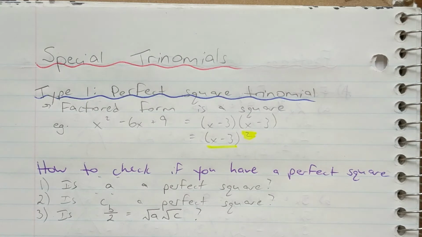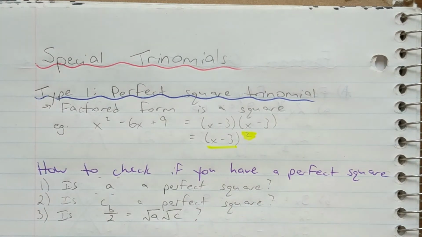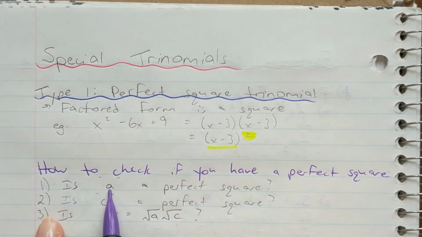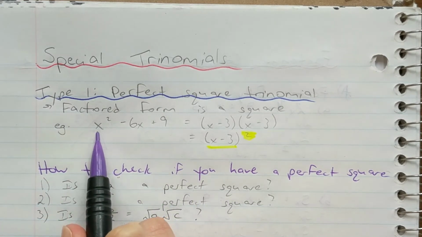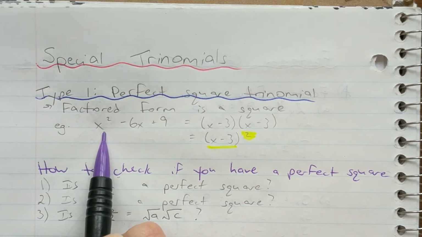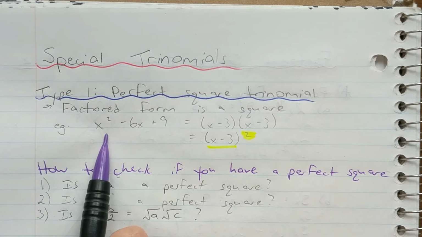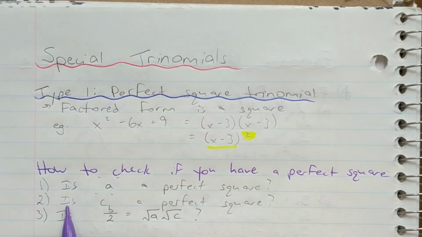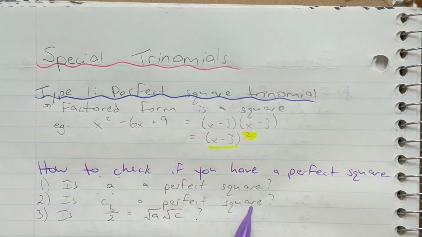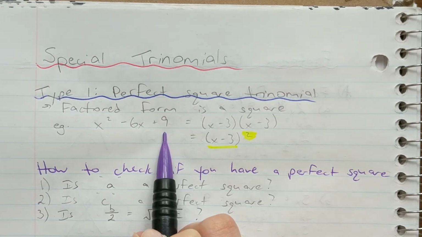Now, how can we check right off the bat if we have a perfect square? So just given the question, how can I go backwards? The very first thing that I need to ask myself is, is A a perfect square? In this example, A is just 1, and I have an x squared. 1 is a square, x squared is a square. So yes, I'm good. Then I need to say, is C a perfect square? So I'm going to look at C. 9 is a perfect square, so I'm good.